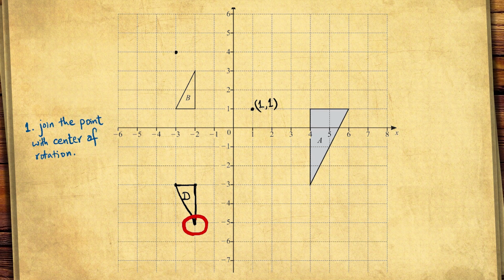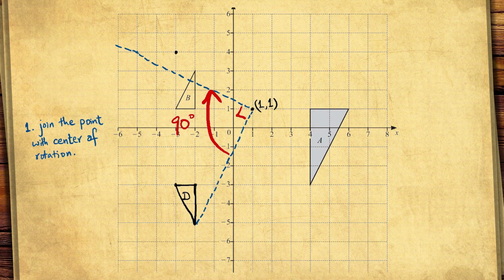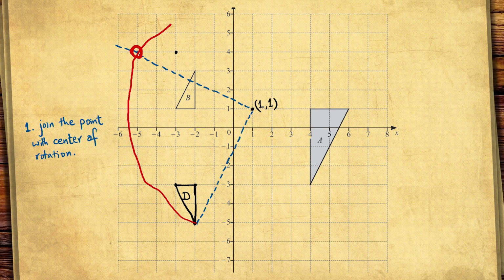Now let's rotate this point 90 degrees clockwise. First we need to join it with the center of rotation using a straight line. And after that, draw a line that makes a 90 degrees angle over here, and this means that this point has been rotated 90 degrees clockwise. Now to find the location of the rotated point, place a compass over here and open the compass to this length, the distance between the point that we are rotating and the center of rotation, and draw an arc. The intersection of the arc and this line will be the location of the rotated point, that is over here.